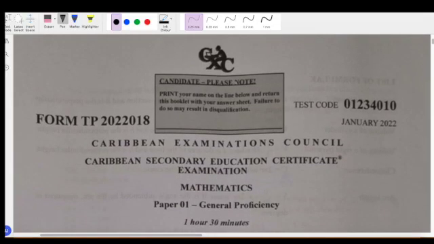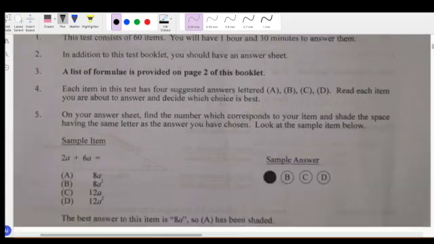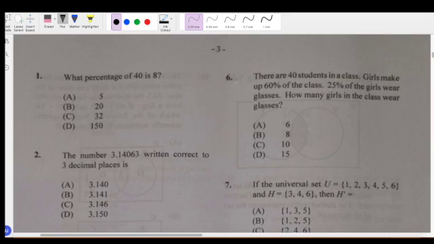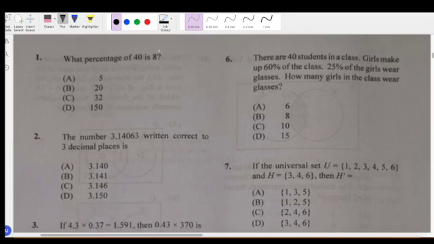Alright guys, so we have January 2022 paper 1, and the paper is a little bit dark. Hope you don't mind. So what is 40?